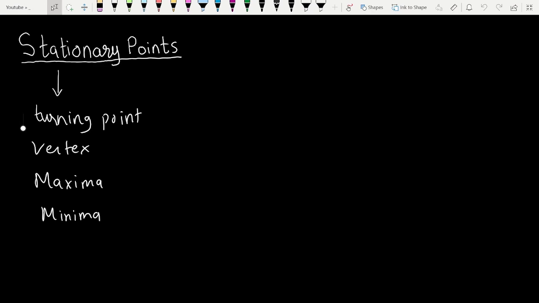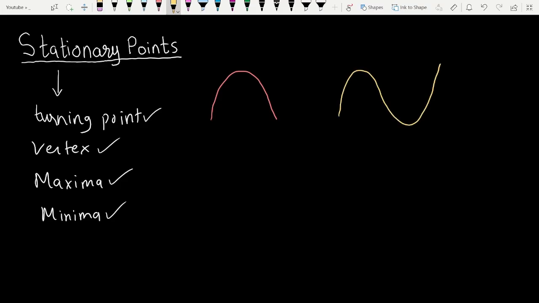So we're going to be talking about stationary points, and these have a few different names, like turning points, vertex, maxima, or minima. You may have a graph that looks something like this, which is a parabola, and you may have a graph that looks something like this, which is a cubic graph, and then you may have other graphs. But stationary points are basically these top points on these curves.